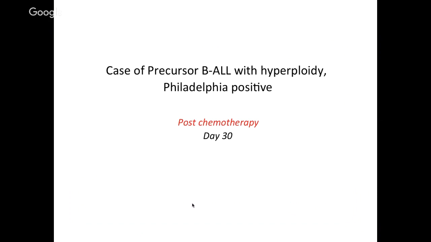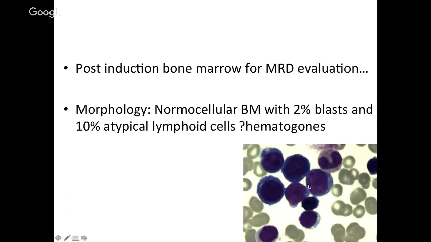So day 30, bone marrow was done. And bone marrow revealed good erythroid response, myeloid cells, and occasional cells like these two cells, which look like hematogones or blasts, we do not know. Some lymphocytes, but two cells here, slightly larger, they look slightly abnormal.